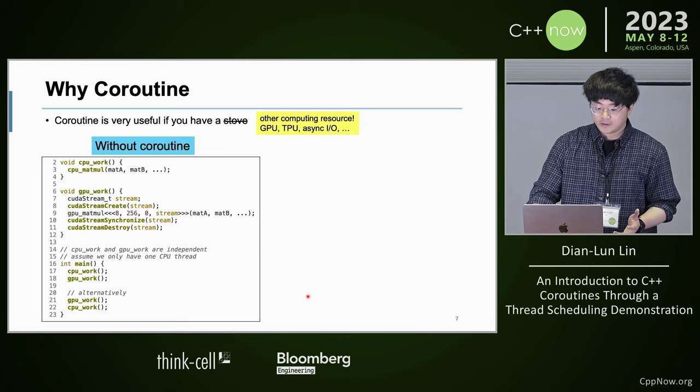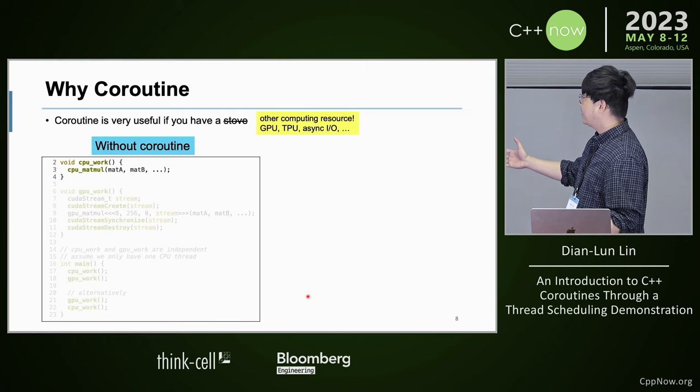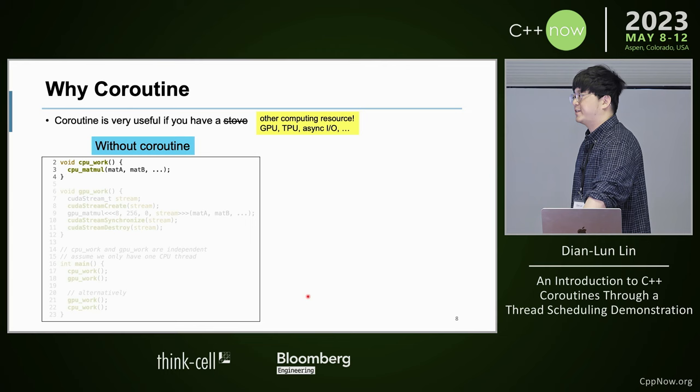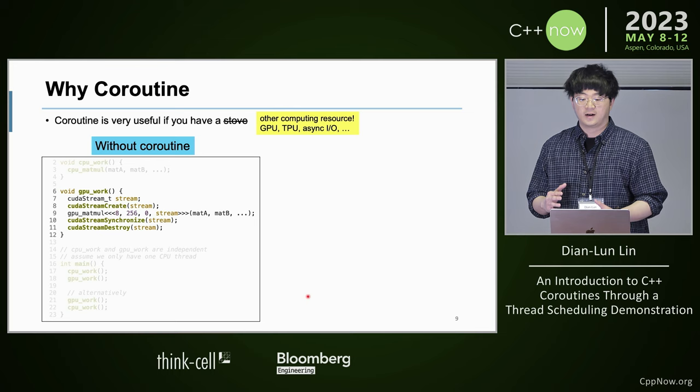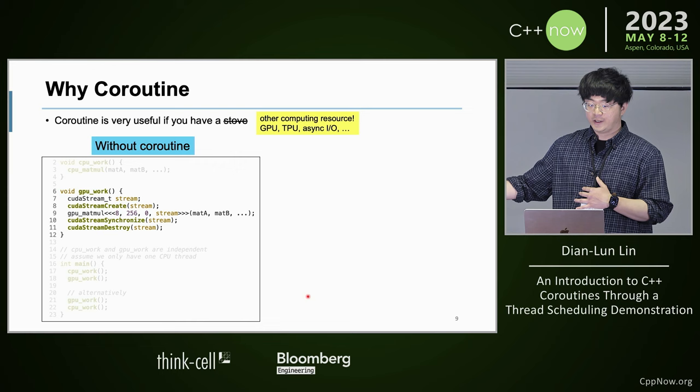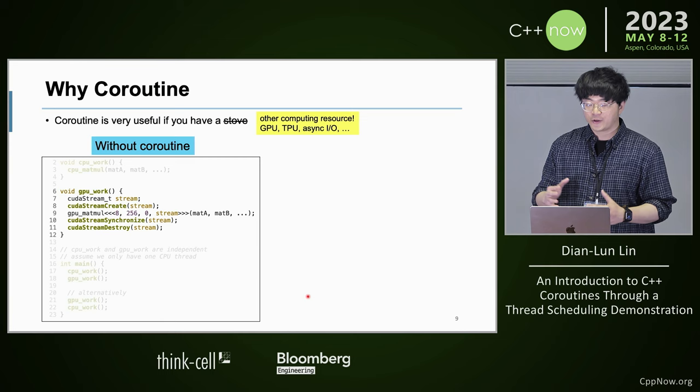So this is an example without coroutine. In the code shown on the left here, I have a CPU work. And inside this CPU work, I can do, for example, matrix multiplication. I have another work here. I use CUDA for programming GPU code to offload a kernel to the GPU. You need to create a stream first. A stream is like a task queue in the GPU. When you call a kernel, you need to specify which stream you want to enqueue.